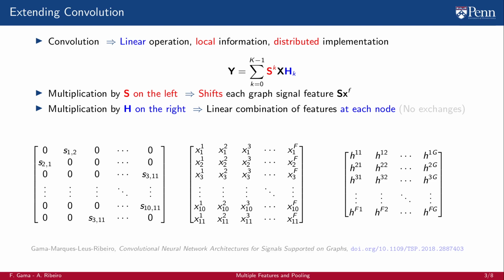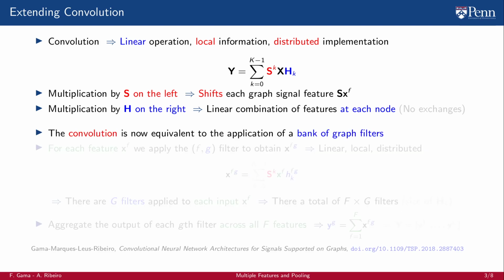But how does it relate to the convolution that we were using for scalar graph signals? Well, this convolution operation is equivalent to the application of a bank of graph filters. Essentially, for each feature x_f, we apply the fg filter to obtain x_fg. What we mean is that we take the fg entry of matrix H_k, that gives us the filter tap H_k,fg, and we filter the signal x_f with this filter. This is a linear, local, and distributed operation.